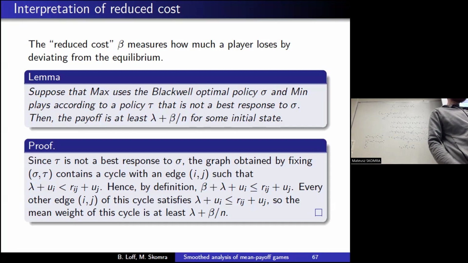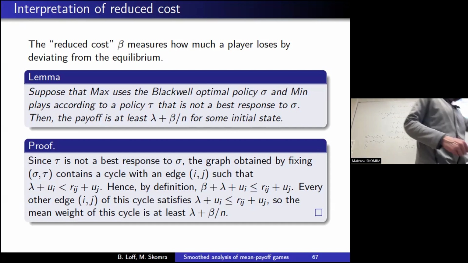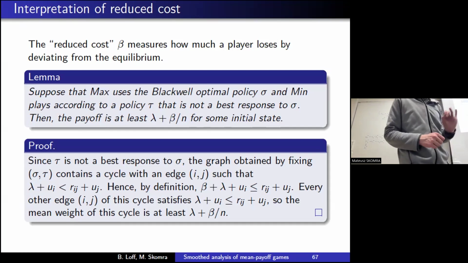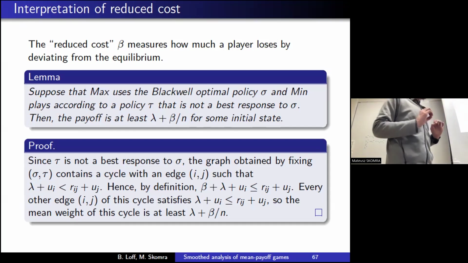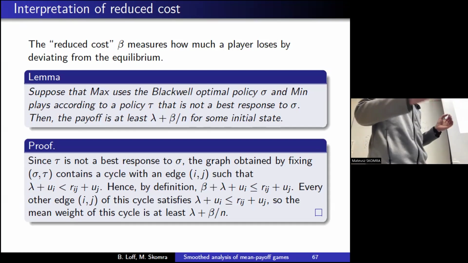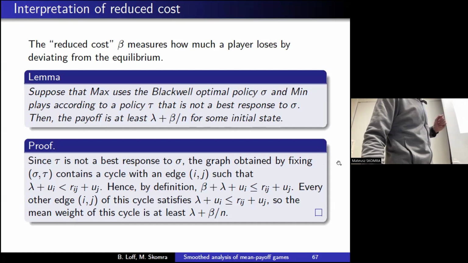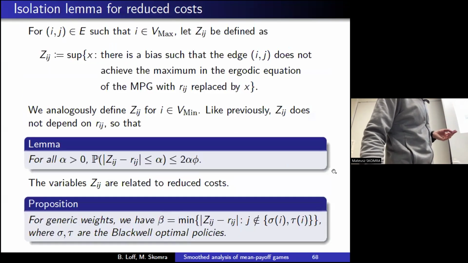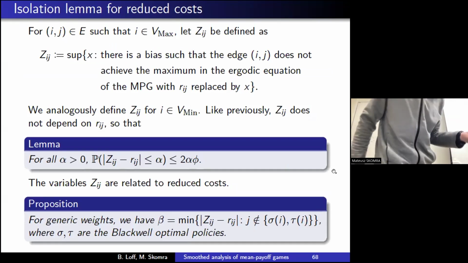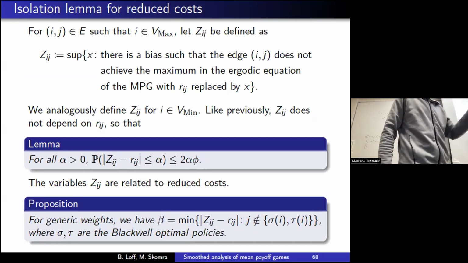Okay. So this gap in this equation measures how much you lose if you deviate from the optimum. But you have to really carefully choose the words. One player uses the Blackwell optimal policies, and the other uses a policy that is not the best response to this Blackwell optimal policy. Then they lose at least this quantity. So it's much more complicated than in the one-player case, but it's similar, right? So this is what this beta measures, and we want to say that this beta parameter is large, exactly as in the one-player case.